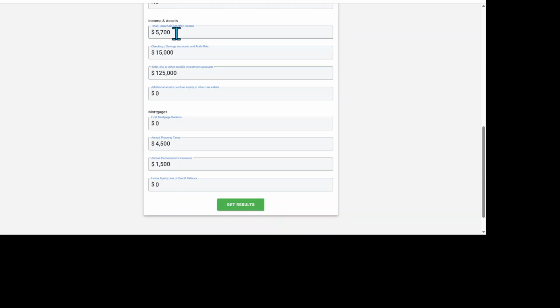Income is $5,700 a month. Checking and savings, they got 15 grand and 125,000 in an IRA. They have no mortgage, they're free and clear. Their annual property taxes are $4,500, and the annual hazard insurance is $1,500, so that's $6,000 a year. That's what we will be paying on their behalf, $6,000 a year going forward.